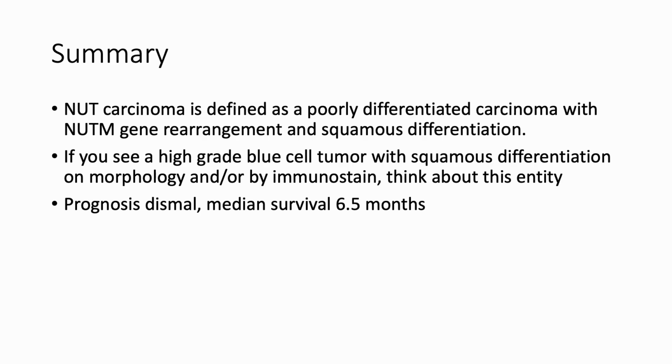Summary: NUT carcinoma is a poorly differentiated carcinoma defined by NUTM1 gene rearrangement. Squamous differentiation, either morphologically as abrupt keratinization, or via immunostains, P63 and CK5/6, is present in all cases. It presents as a high-grade blue cell tumor and should be in the differential when evaluating undifferentiated or poorly differentiated squamous lesions in children and young adults. Prognosis is extremely poor, with a median survival of 6.5 months. Accurate diagnosis is essential to raise awareness, drive research, and ultimately improve treatment options for this aggressive disease.